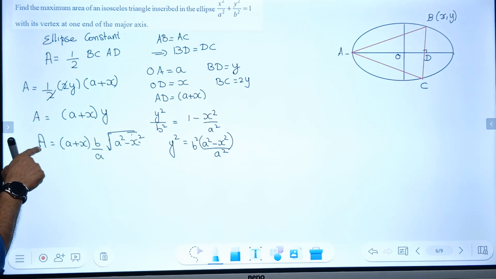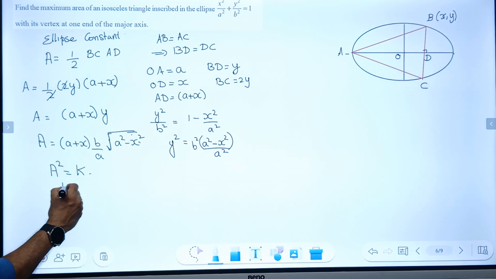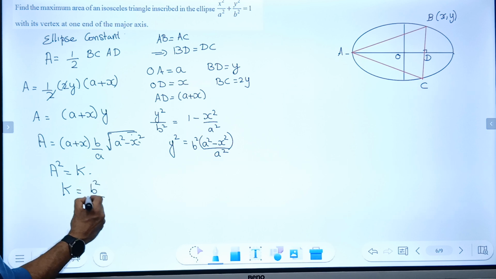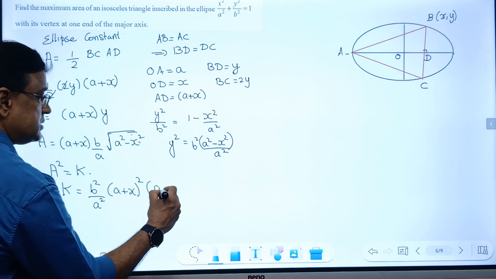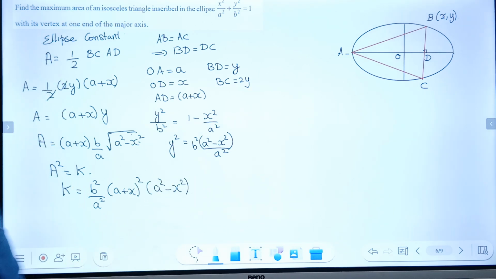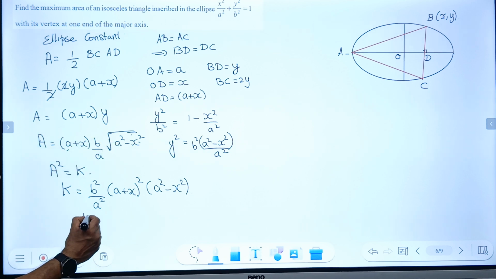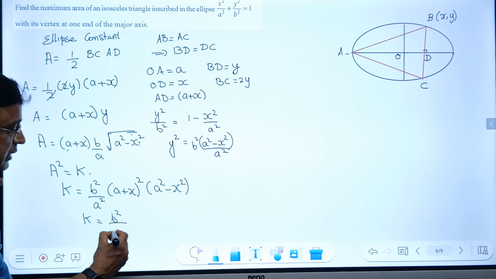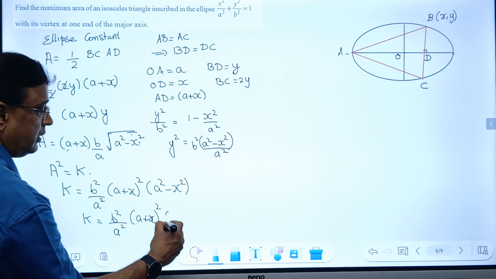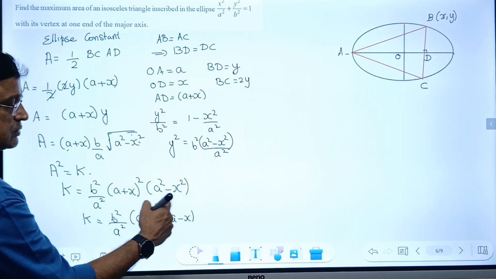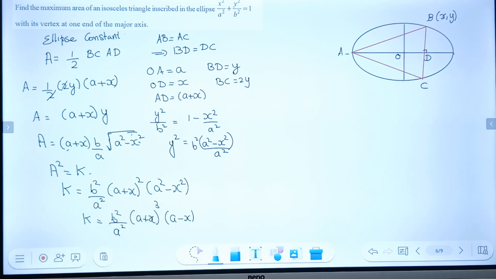But as I told you, the square root is a problem, so I call the square of the area k. So k equals b square by a square into (a plus x) the whole square into (a square minus x square). Let me simplify further: b square by a square into (a plus x) the whole square into (a minus x) into (a plus x), using a square minus b square, so this becomes (a plus x) the whole cube. Now everything is done.